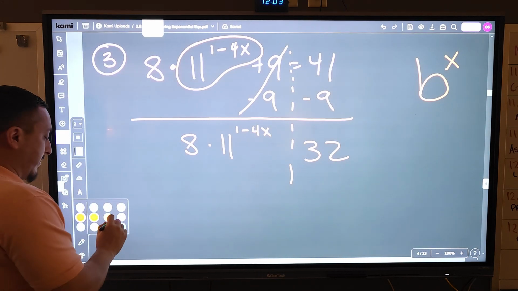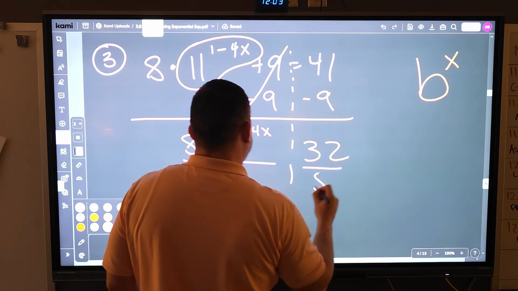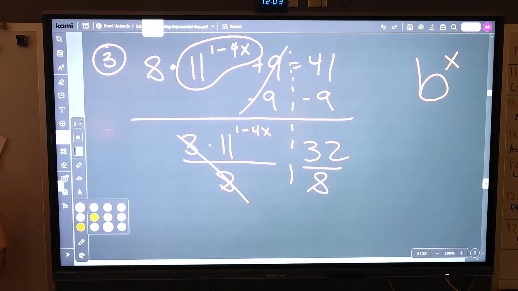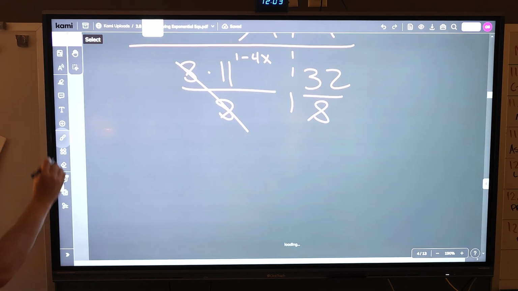Okay, divide both sides by 8, because I'm multiplying by 8. Right, 32 divided by 8 is 4.